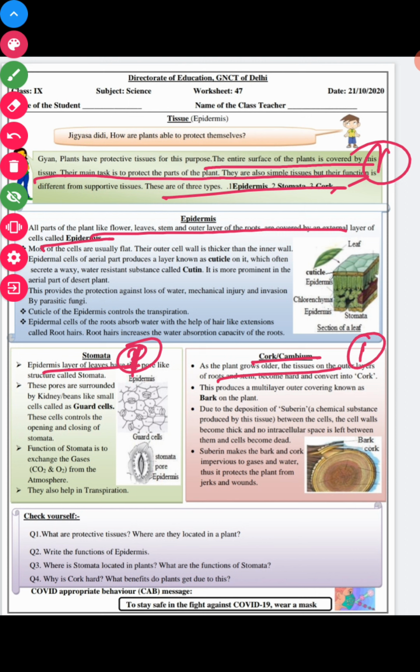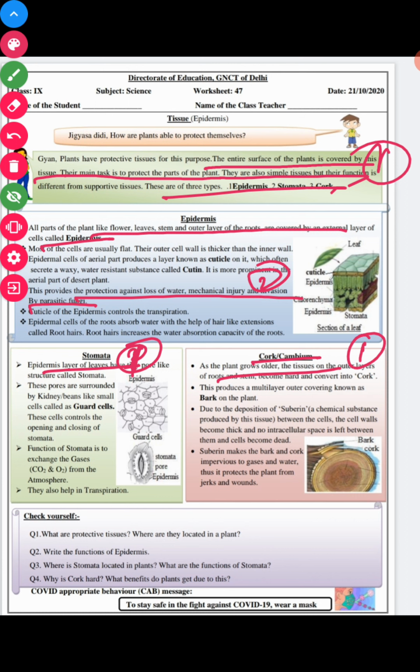For the second question, we have to write the function of epidermis. You can write: it provides protection against the loss of water, mechanical injury, and invasion by parasitic fungus. This is the answer to your second question.